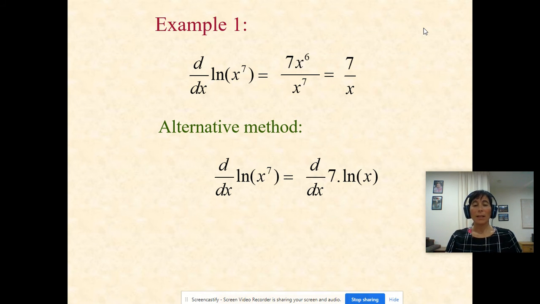And because it's just being multiplied by 7 as a constant out the front, you can pull that out, and then really what you're doing is just differentiating log of x, which is 1 over x. That would also give us the same answer of 7 over x. So just another way of looking at that question.